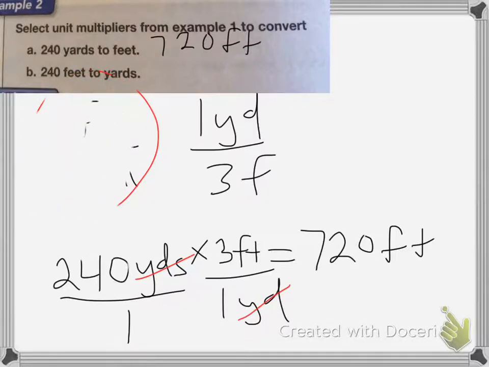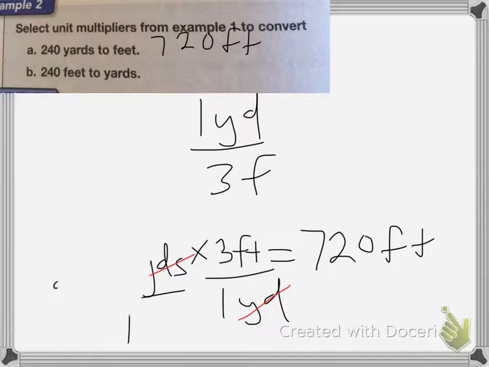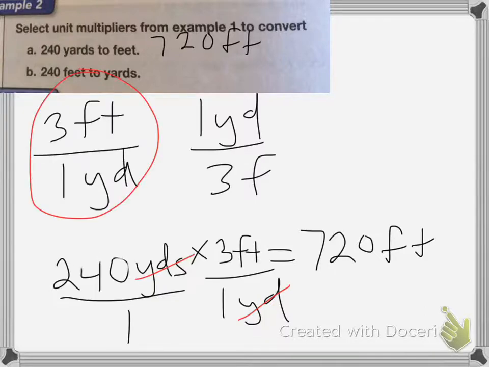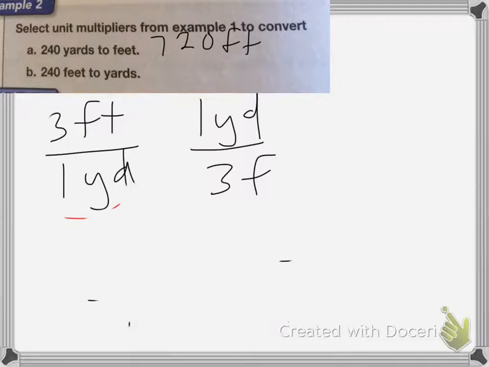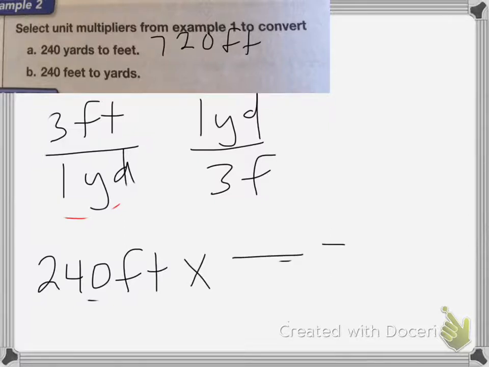On B, it wants me to change 240 feet into yards. So for this one, I have the 240 feet. I need to multiply it by one of these multipliers, and I'm going to end up with yards here at the end. So on this one, I need to make sure to cancel out feet. So that's going to have to be on the bottom. So I'm going to use 1 yard over 3 feet.